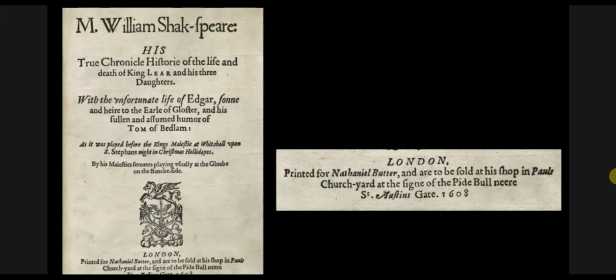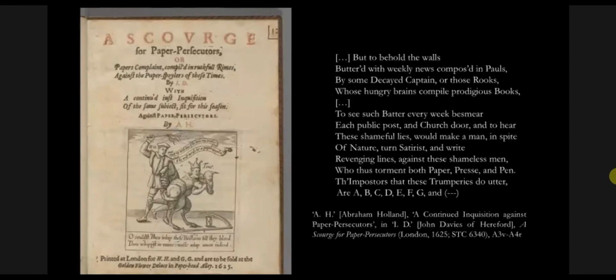Alongside plays that dramatised England's or Britain's past, Butter became notorious as a publisher of serial news books during the early 1620s. In The Staple of News, playwright Ben Jonson describes Butter as an unscrupulous manufacturer of news, a master of the staple who knows news well, can sort and rank them, and for a need can make them. And in his continued inquisition against paper persecutors, Abraham Holland capitalizes on the humorous potential of Butter's last name and condemns him for being a paper spoiler who publishes false reports.